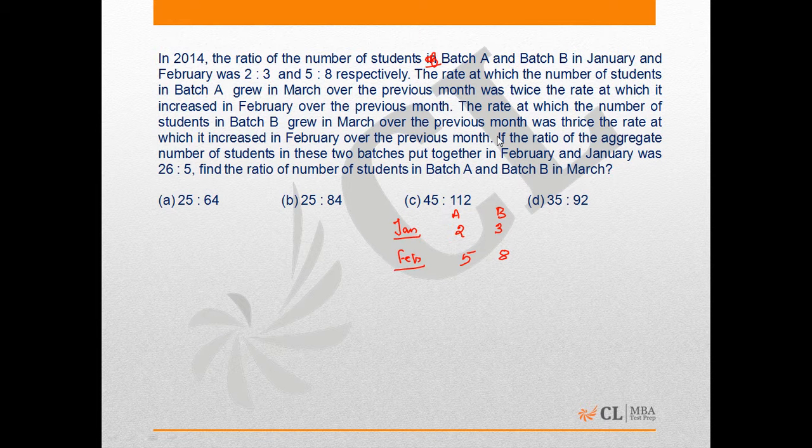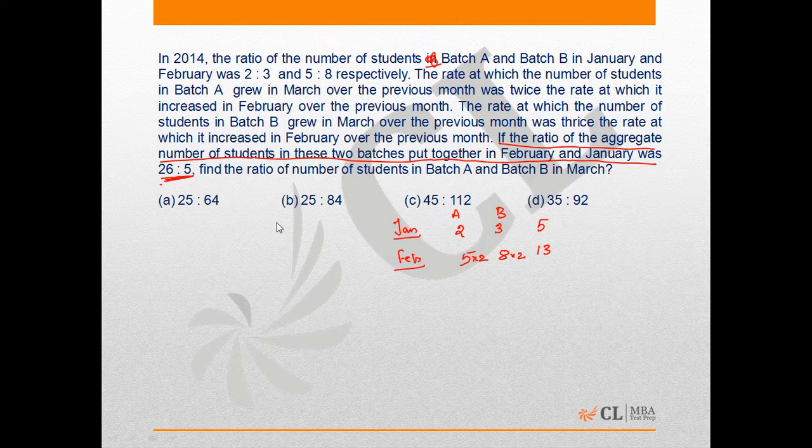If I read it further, coming to the last line, it says the ratio of the aggregate number of students of these two batches put together in February and January. So January together is 5 and February together is 13, right? But they are saying the ratio is 5:26, February to January, 26:5. That means I need to consider the double students here.